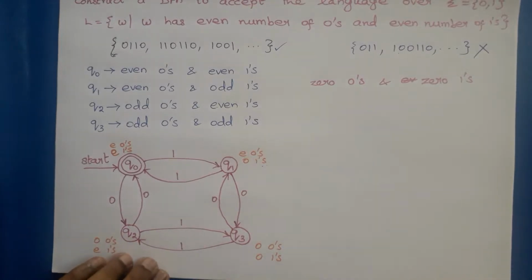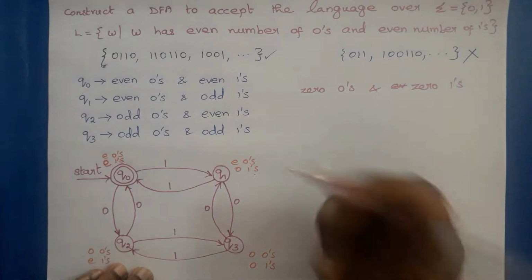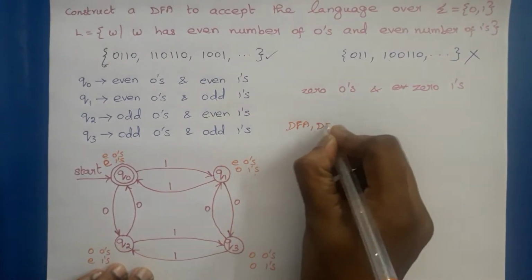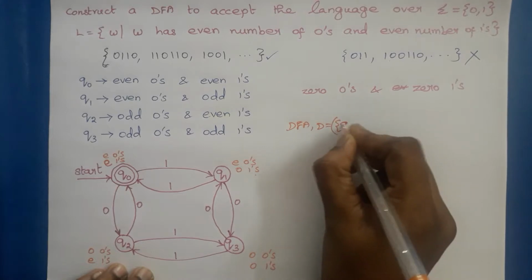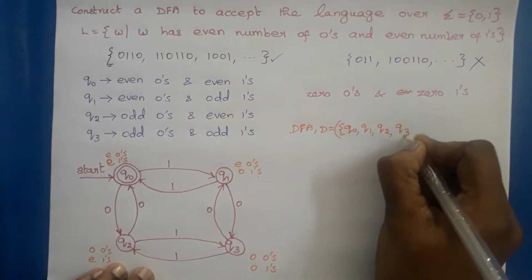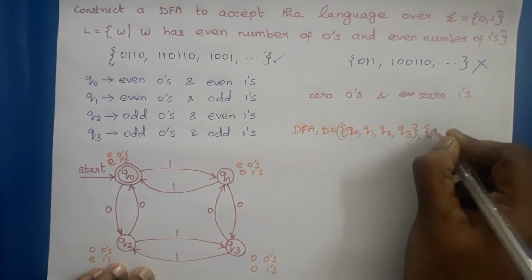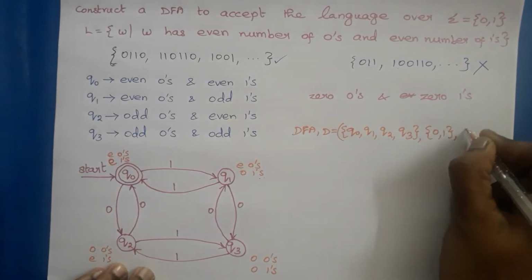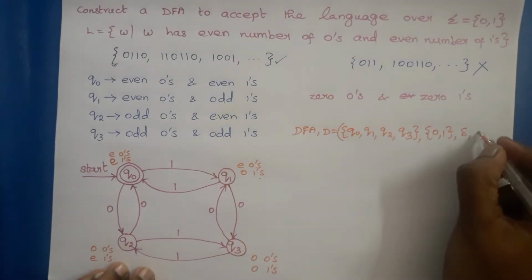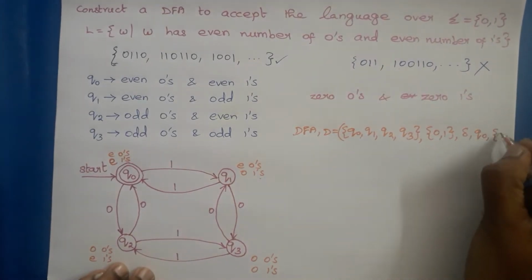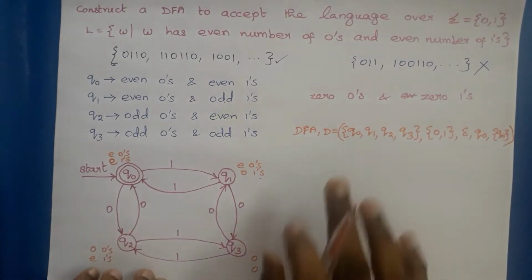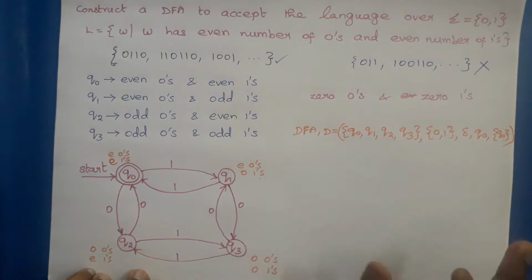We can also write the 5-tuple notation for this. So DFA D is equal to the set of states Q0, Q1, Q2, Q3, input alphabet 0, 1. Delta is the transition function that is represented as a diagram here. Then Q0 is the start state. The final state is also Q0. So this is the 5-tuple notation.